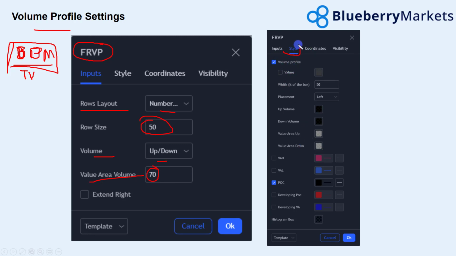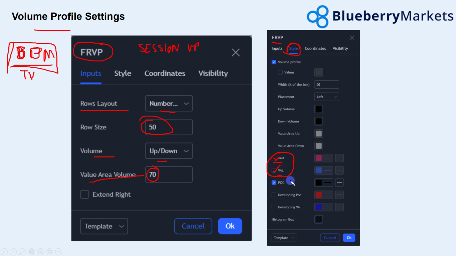If you go into style, this is just where I've had a couple of questions saying that my volume profile looks different to yours. It's just that I've changed the colors of all of them, and I've changed a couple of items on there. Like I've turned the value area high and value area low off on the fixed range. On the session volume, there is another one called session volume profile, which I use for intraday trading, and these two boxes are ticked on that particular profile.